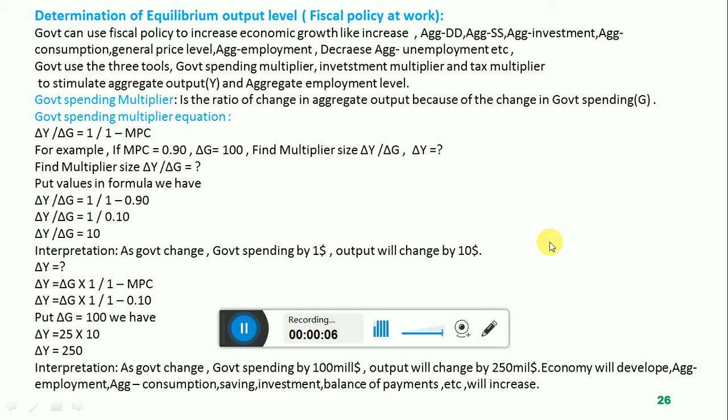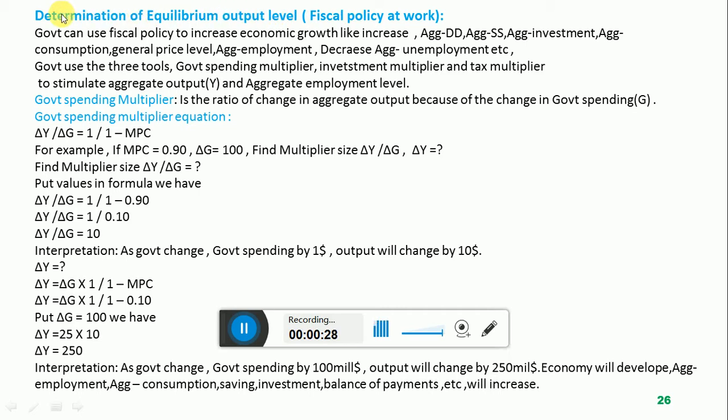In the last lecture, in the previous lecture, we started the chapter Government and Fiscal Policy and what will happen to the macroeconomic variables when we involve government in the economy. And today our new topic is determination of equilibrium output level, fiscal policy at work.